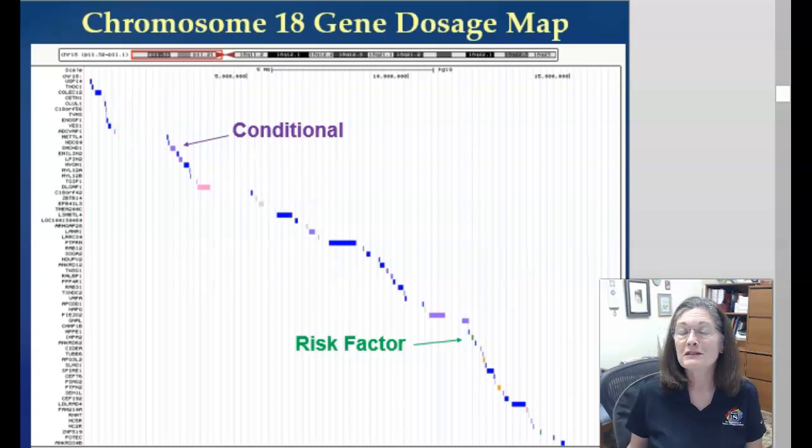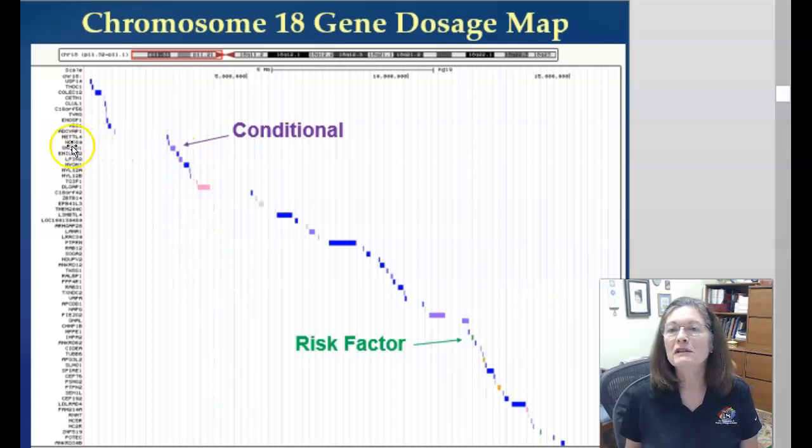Now, first thing you need to know is blue means, as far as we know, it's a deletion or duplication. Well, this is the deletion map. So, as far as we know, a deletion of that gene does not cause a problem in anyone with a deletion. So, they're blue. Don't worry about those. The purple are the conditional, and the green are the risk factors. And again, these are designated by the gene name over here.